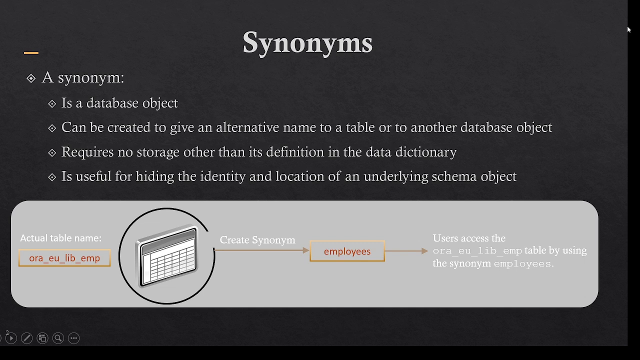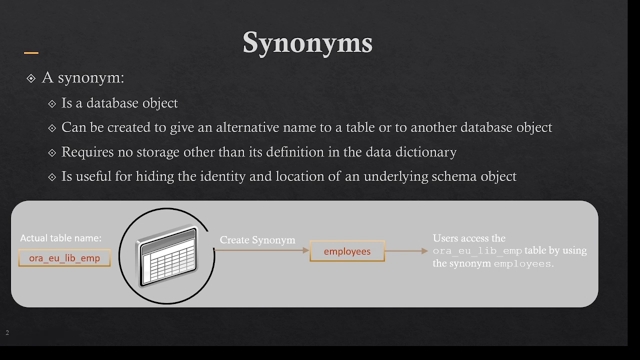Hello everyone. Today's topic is synonyms. A synonym in SQL is an alias for another database object like a table, view, or procedure. It simplifies object access, especially when the object is in another schema. And majorly, it is useful in large systems or when accessing objects across schemas. Let's discuss more about synonyms in this video.